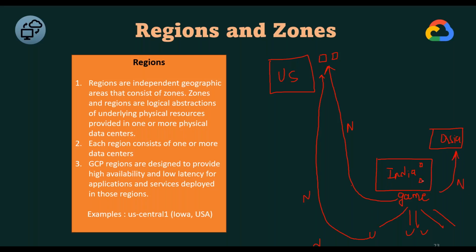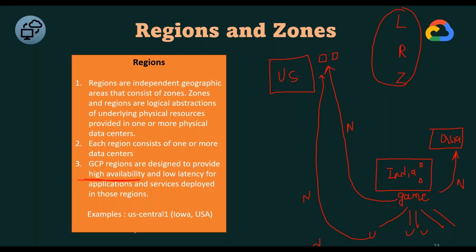If I deploy my application very near to my location, the application availability is very high, and my users are going to use the application very fast. So that's the reason locations are further divided into regions, and regions are further divided into zones. What is the main intention of this? This is the point, sir. GCP regions, locations, and zones are designed to provide high availability and low latency. What does that mean, sir?